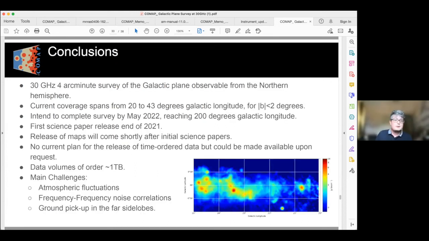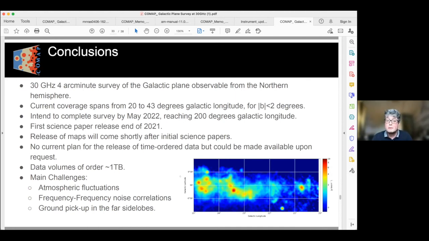And then finally, just moving on to take-home messages from this talk. Comap is a 30 gigahertz, 4 arc-minute survey of the galactic plane as observable from the Northern Hemisphere. Our current coverage is between 20 and 43 degrees galactic longitude for between plus and minus 2 degrees galactic latitude, but we will put in extra fields for other points of interest as we move up through that range. Our current intention is to complete the survey by May 2022, assuming the current rate of progress. That would reach 200 degrees galactic longitude, with the first science paper due for release at the end of this year. The release of the maps will then come shortly after the initial science papers.